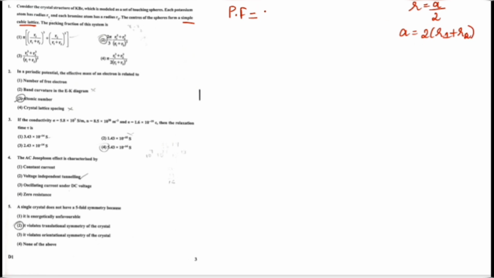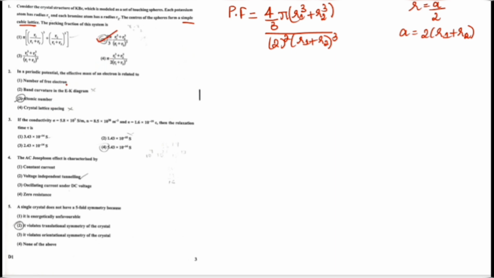In the numerator, we have the volume occupied by the biggest spheres. The volume of a sphere is 4 by 3 pi r cube. Here it is not r cube but r1 cube plus r2 cube, so it will be 4 by 3 pi (r1 cube plus r2 cube). Taking 4 by 3 pi common, and in the denominator the volume is 2 cube times (r1 plus r2) cube. On solving this equation, we get option 2 to be the right answer. Okay, let us move to the next question.